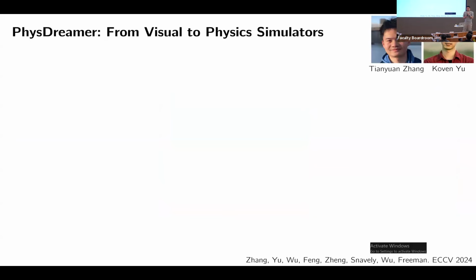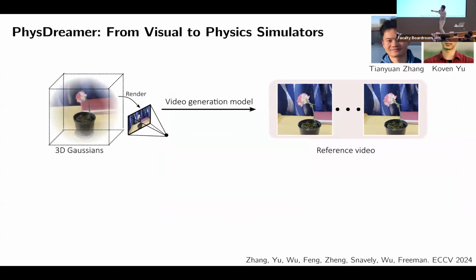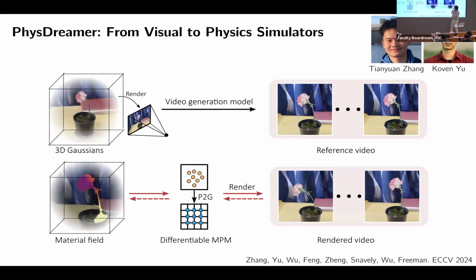So in this work called PhysTwin, what we're trying to do is really to convert, in some sense, a visual simulator to a physics simulator. It was led by my PhD student, Koven, and an MIT PhD student from Bill Freeman's group called Tim Yuan. So what's going on here is we already have a 3D representation like 3D Gaussians, and you can render it into a single image. You can send it to an image-to-video diffusion model, and you can get a reference video of the flower, which is supposed to look pretty realistic, right? Because the video model must have learned how the flower is supposed to look. But it's just a video. It doesn't give you anything about 3D or physical properties.